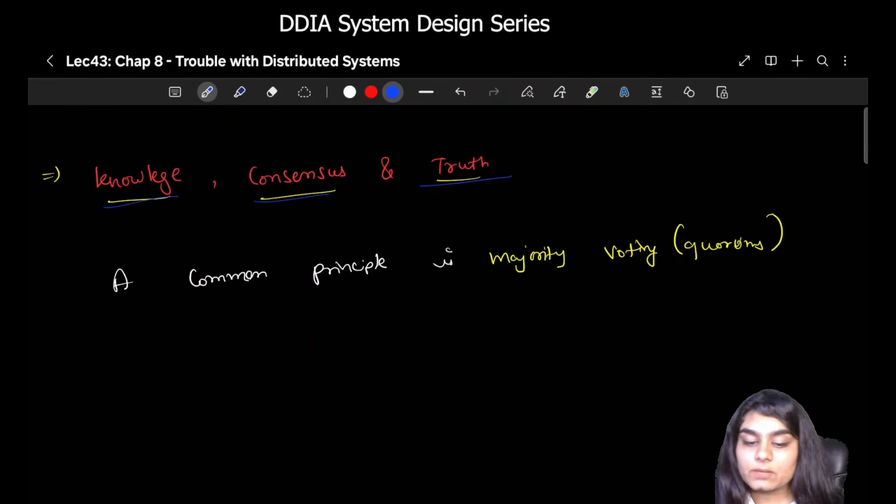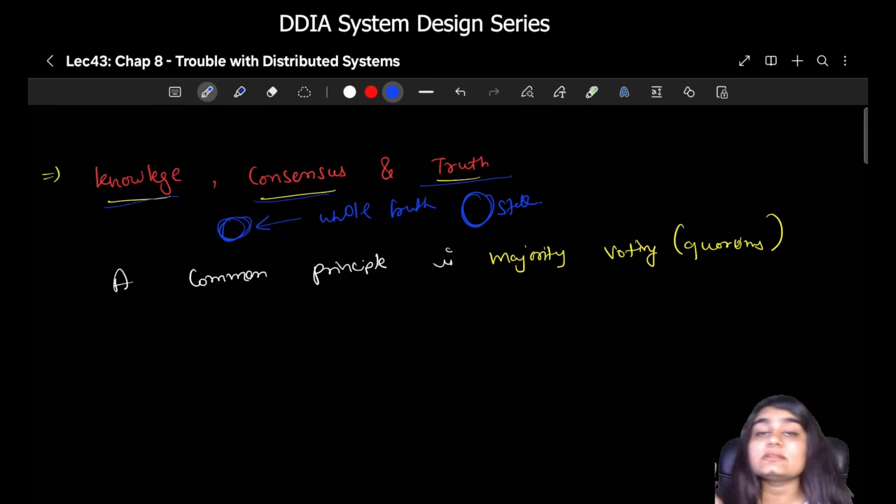Okay, now let's talk about knowledge, consensus and truth. All this uncertainty means no single node ever has the whole truth about the system state, because the network can fail and clocks can differ. Each machine has only a partial view. The system must therefore make collective decisions.